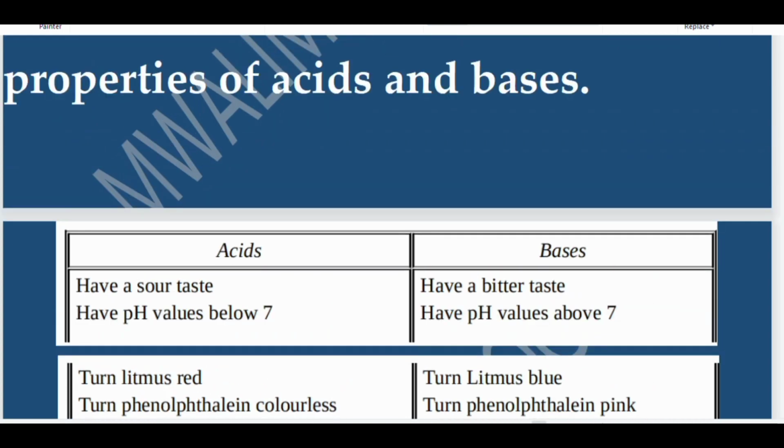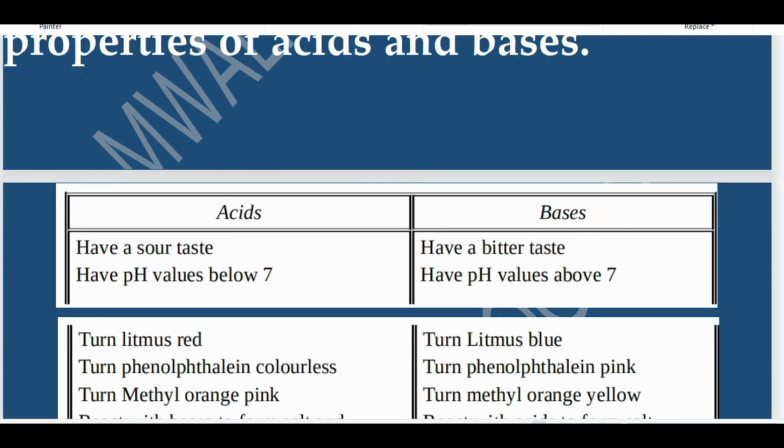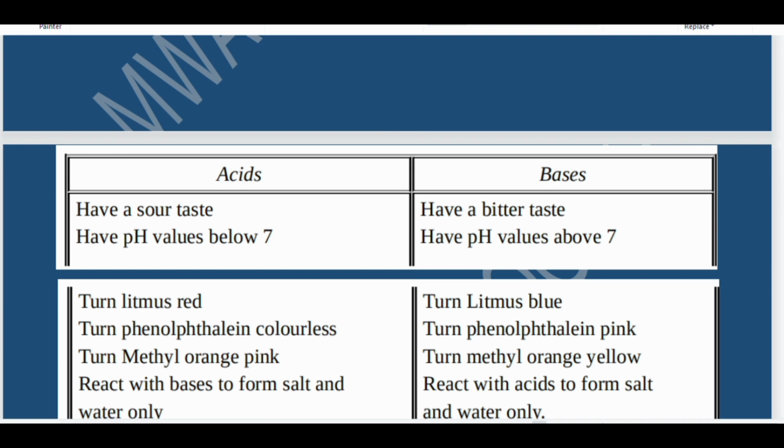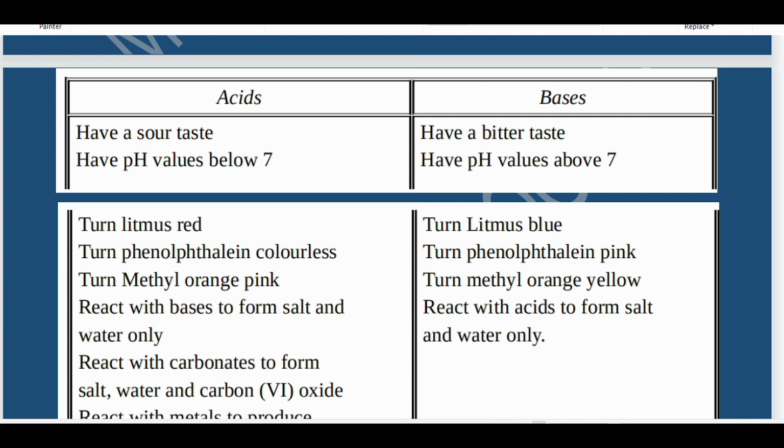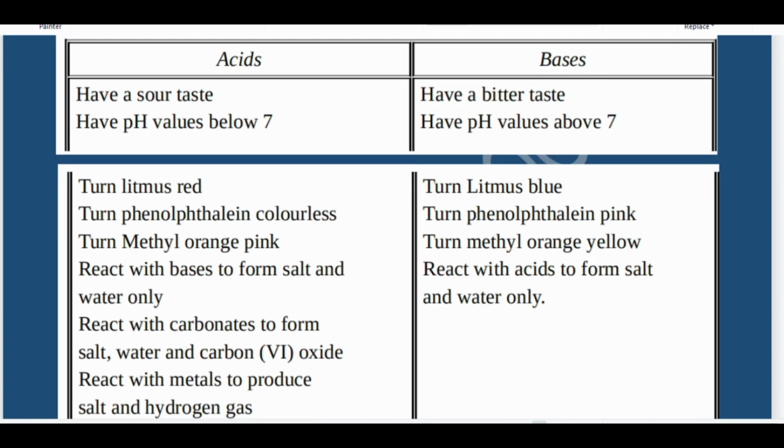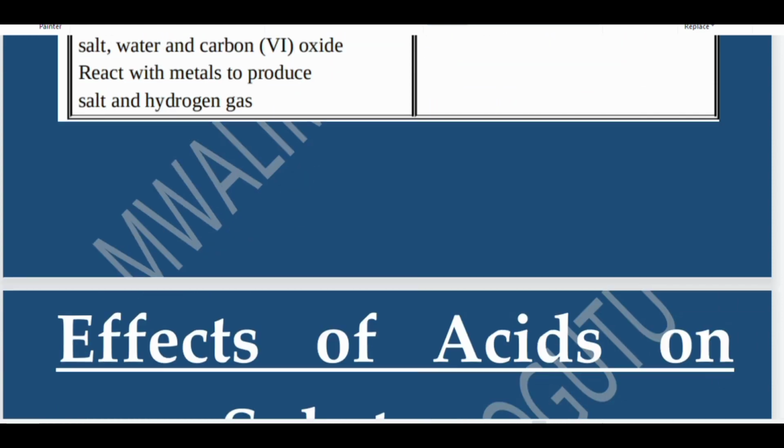Then let's look at the properties of bases. They have a bitter taste. We say that foods that we consume contain a bitter taste, and the bitter taste is due to the presence of bases. They have pH values above 7. They turn litmus solution blue, or red litmus paper blue. They turn phenolphthalein indicator pink, and turn methyl orange yellow. They react with acids to form salt and water only as the products.